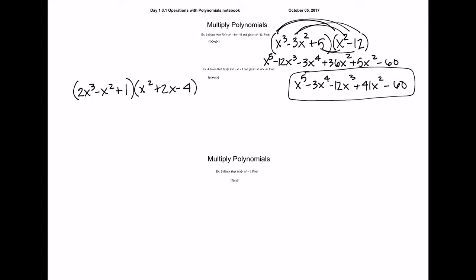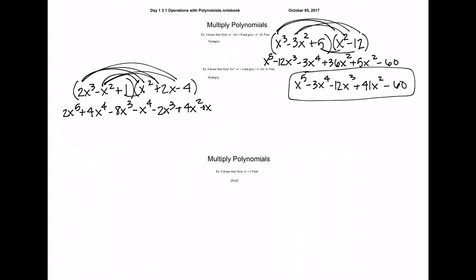we're going to do the same thing and distribute our first term to everything in our second. 2x cubed times x squared is 2x to the 5th. 2x cubed times 2x is positive 4x to the 4th. 2x cubed times negative 4 is negative 8x cubed. Negative x squared times x squared is negative x to the 4th. Negative x squared times 2x is negative 2x cubed. Negative x squared times negative 4 is positive 4x squared.